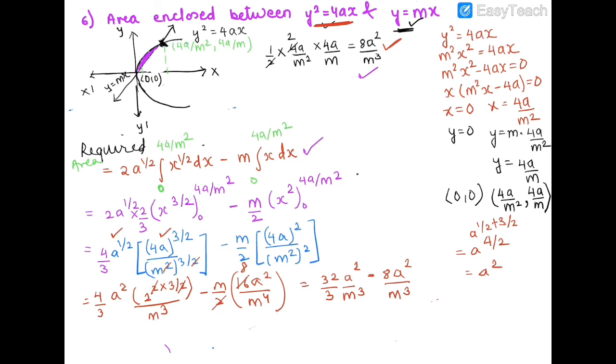So what should be my answer? When I take the LCM, this is going to give me 8a square by 3m cube square units. You take the LCM over here and see, you're going to get this answer.